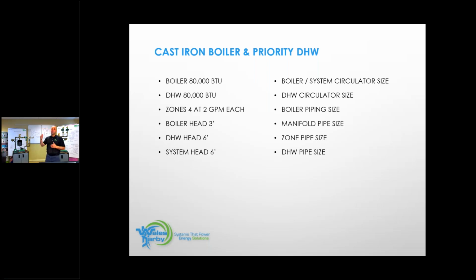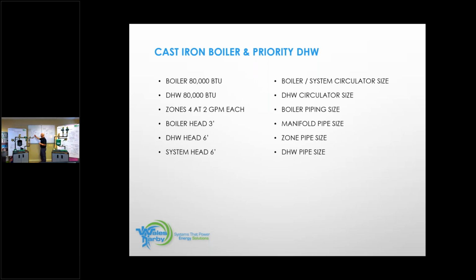So normally, if we're in the classroom together, we would size the circulator, we would size the system pump, and a bunch of different things there. We would do the manifold sizing, and we'll do a little bit of that today. Zone sizes and such.